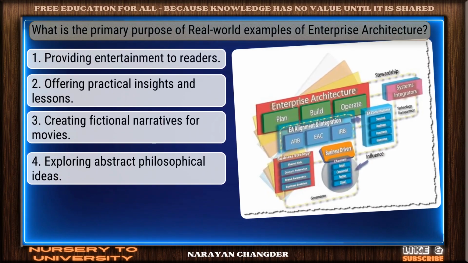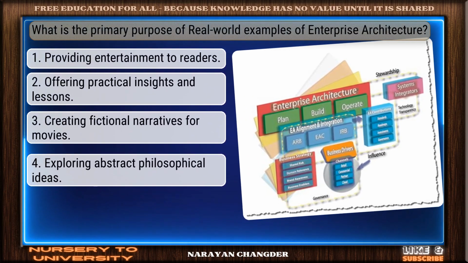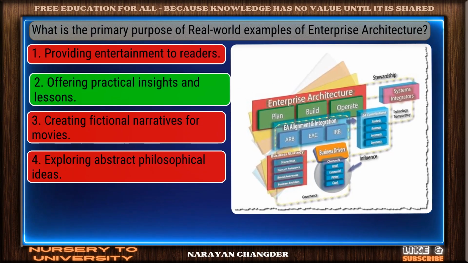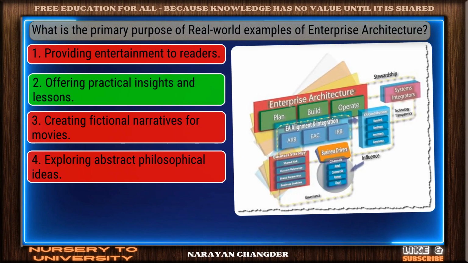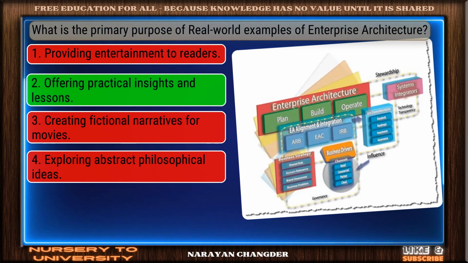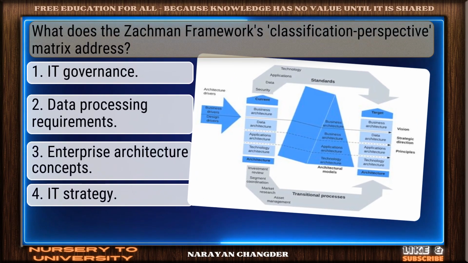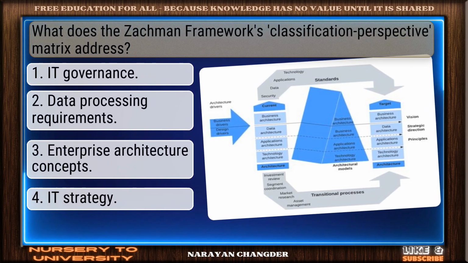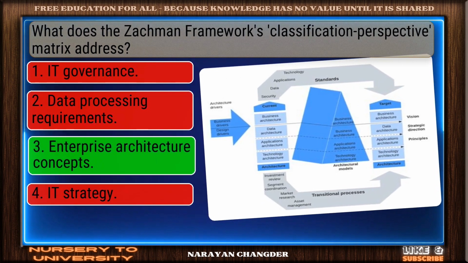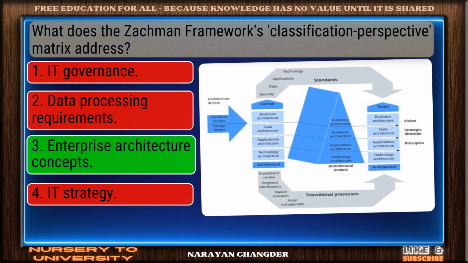Question number 5. What is the primary purpose of real-world examples of enterprise architecture? Correct. Offering practical insights and lessons is the right answer. Question number 6. What does the Zachman framework's classification perspective matrix address? Right again. Enterprise architecture concepts is a valid answer.